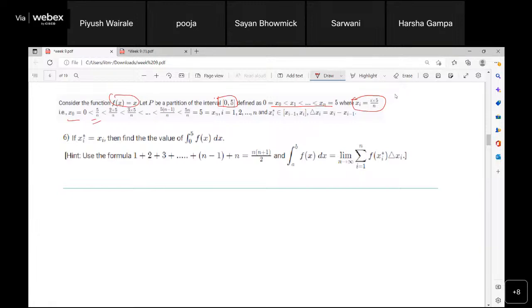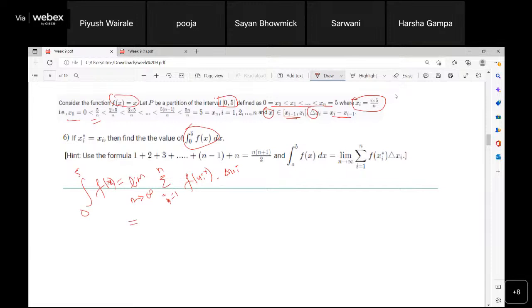Now xi is given to us, and xi minus 1. So that is the length of the interval, right? Now we have to find the value of this particular integral using the Riemann sum: the integral from 0 to 5 of f of x is the limit as n tends to infinity of the summation from i equals 1 to n of f of xi star times del of xi.